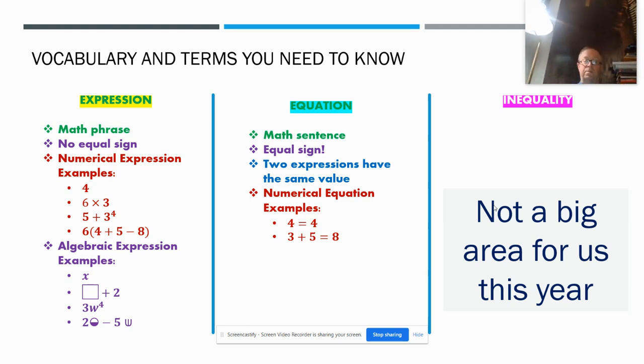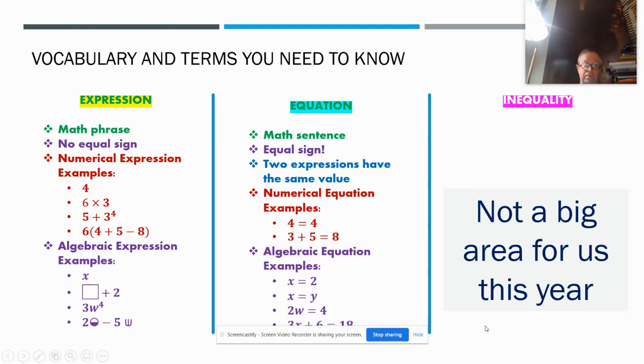Numerical equations could be 4 equals 4. On the left side, the expression is 4. The right side is 4. They got the same value. 3 plus 5 equals 8. On the left side, the numerical expression has a value of 8. We can find the value of that. The right side, we already know what it is. It's 8. They have the same value.